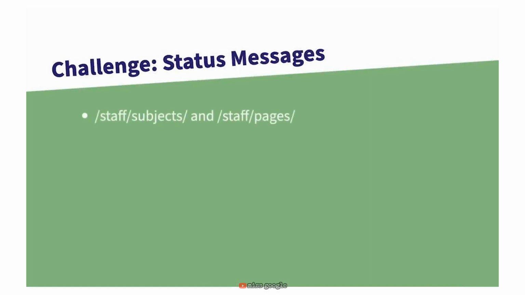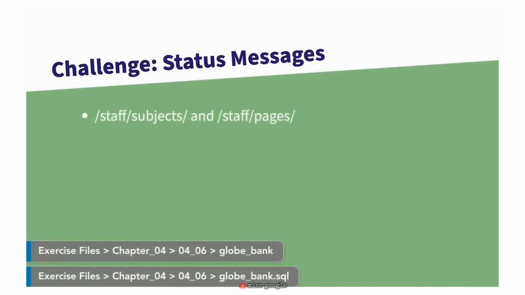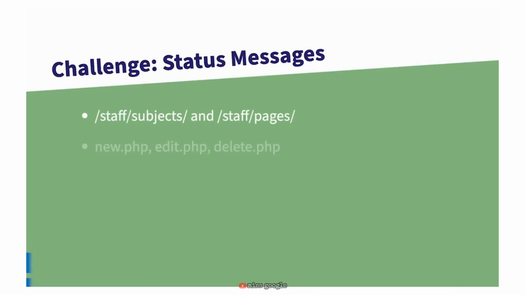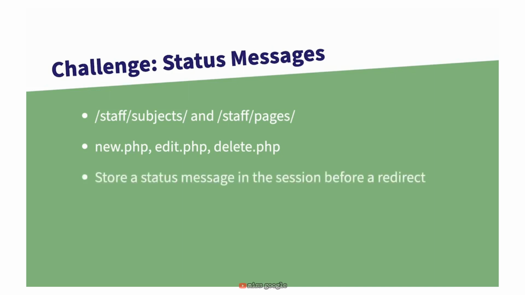So to make this work, I want you to go into the staff area, into both staff subjects and staff pages. And on the new.php, edit.php, and delete.php pages, where we actually make changes to the database, once a change takes effect and we do a redirect, you want to store a status message right before the redirect. For example, when we're creating a new subject record, you would store a message like, the subject was created successfully. That gets stored in the session, then the redirect takes place, and now we have that message stored so that we can display it to the user and show them that the subject was created successfully.